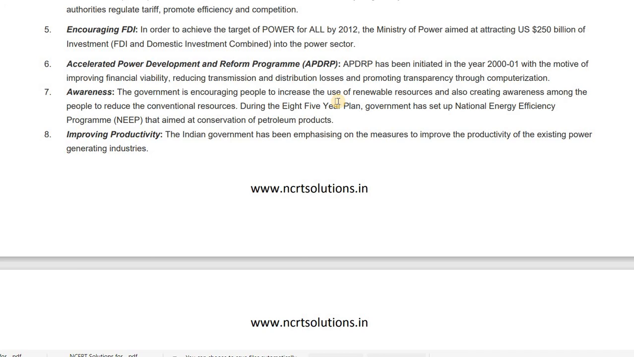Then next one, accelerated power development reform programs like APDRP was initiated in the year 2001 with the motive of improving financial viability. Then awareness, improving productivity. The government is encouraging people to increase the use of renewable resources like solar energy. Awareness the government is providing. Then improving productivity, India improves the productivity of the existing power generating units.